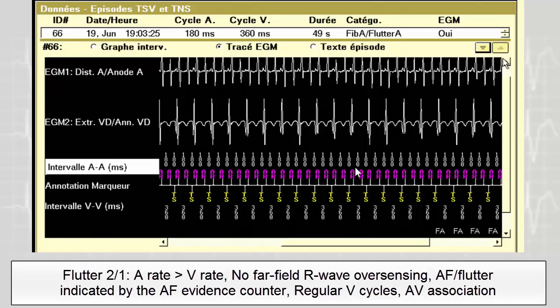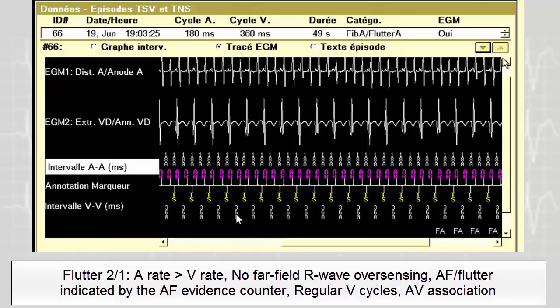Now, is this conducted atrial fibrillation, atrial flutter, or dual tachycardia? When you analyze the ventricular rhythm, it is clearly very stable, with no irregularity. All the cycles are at 360 milliseconds, so this is not a conducted atrial fibrillation.